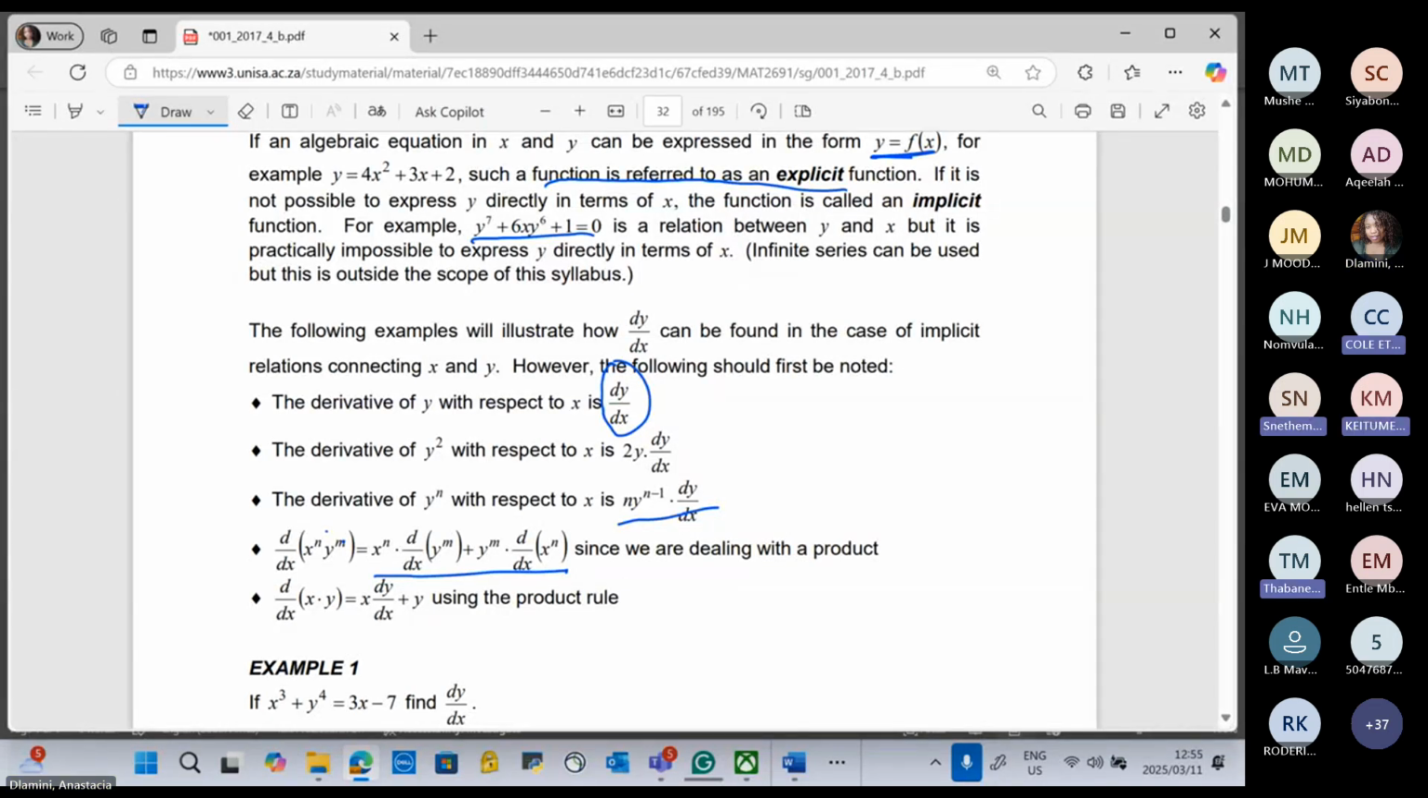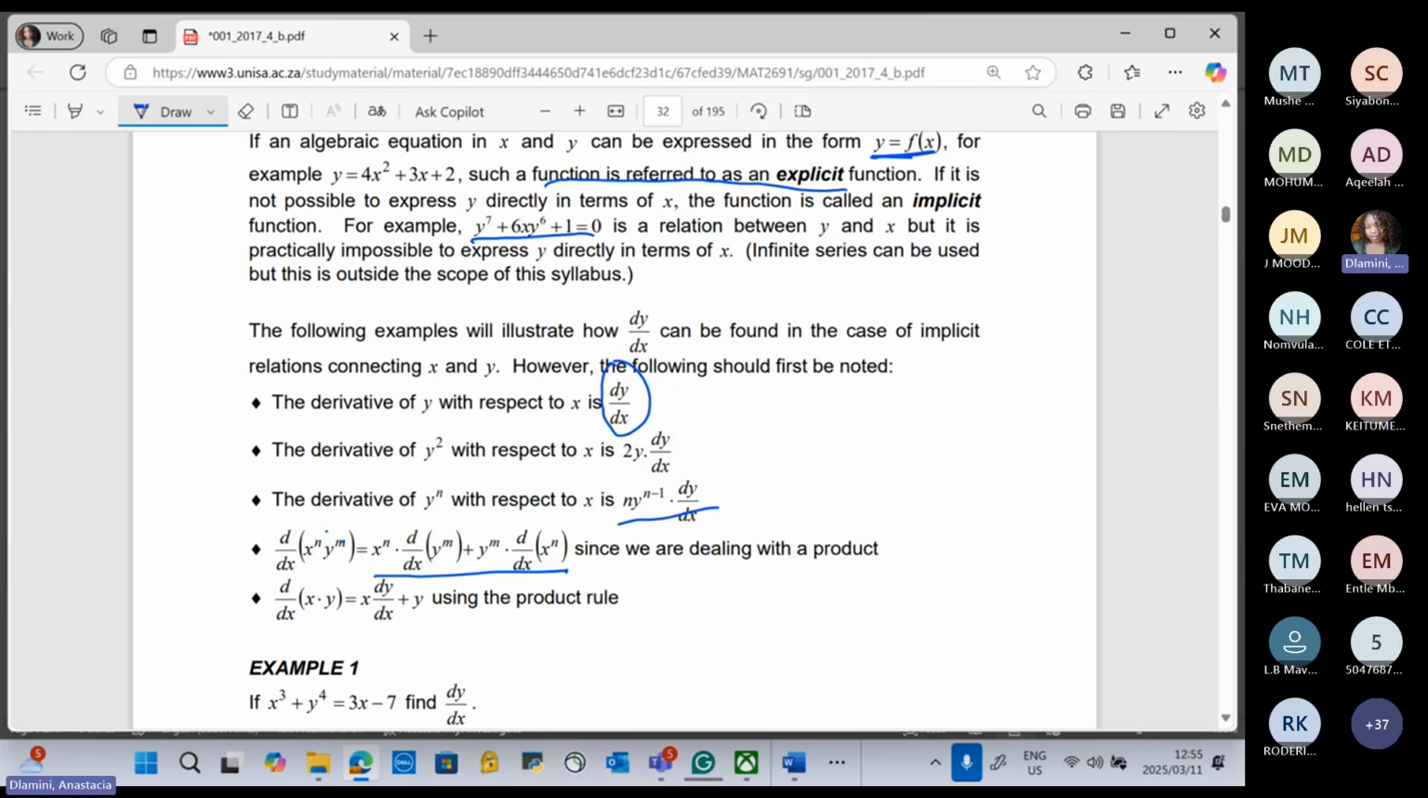3y squared times dy over dx. Every time you do implicit differentiation, every time you differentiate y, you differentiate it exactly the same way that you differentiate x, but you have to multiply by dy over dx, because y is also a function of x.